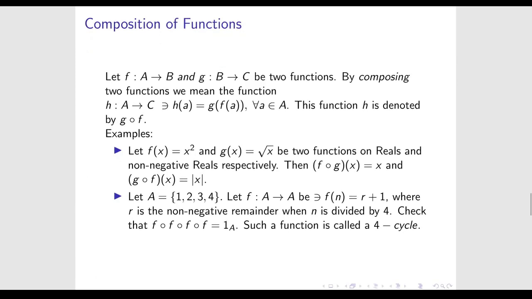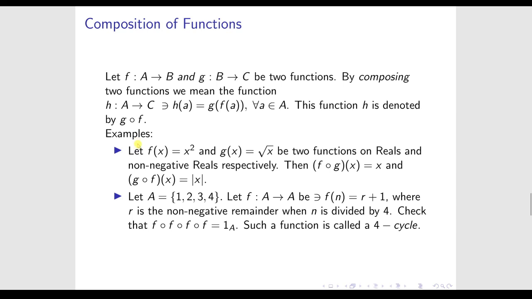Composition of functions. Let f: A to B and g: B to C be two functions. By composing two functions, we mean the function h from A to C such that h(a) is equal to g(f(a)) for all a in A. This function h is denoted by g∘f. This symbol is read as "g circle f".